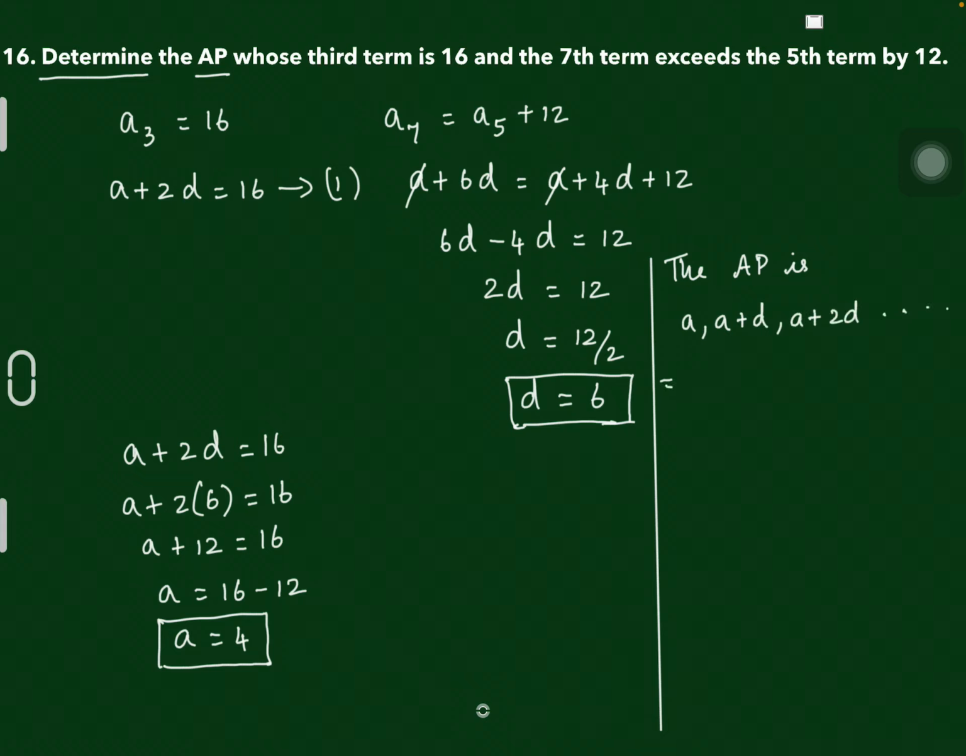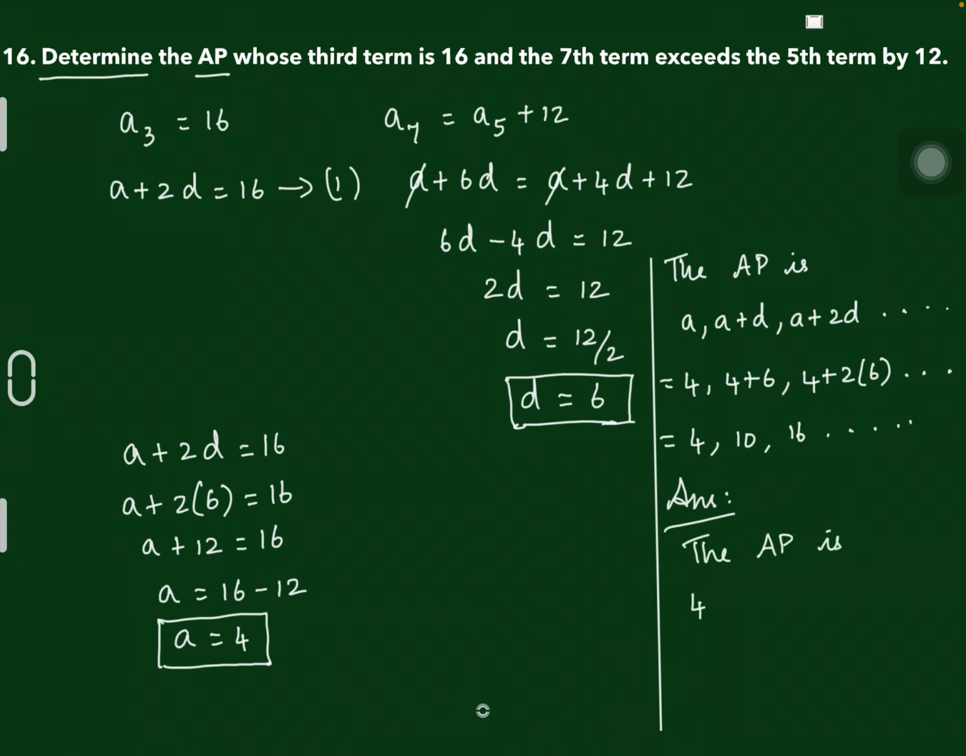So, in the place of A I substitute 4, the next one is 4 plus 6, the next one is 4 plus 2 into 6, etc. So, it is equal to 4, comma, what is 4 plus 6? 10, comma, 2 sixes are 12 plus 4, 16. So, what is the AP? The AP is 4, 10, 16, etc. Is it clear, children?